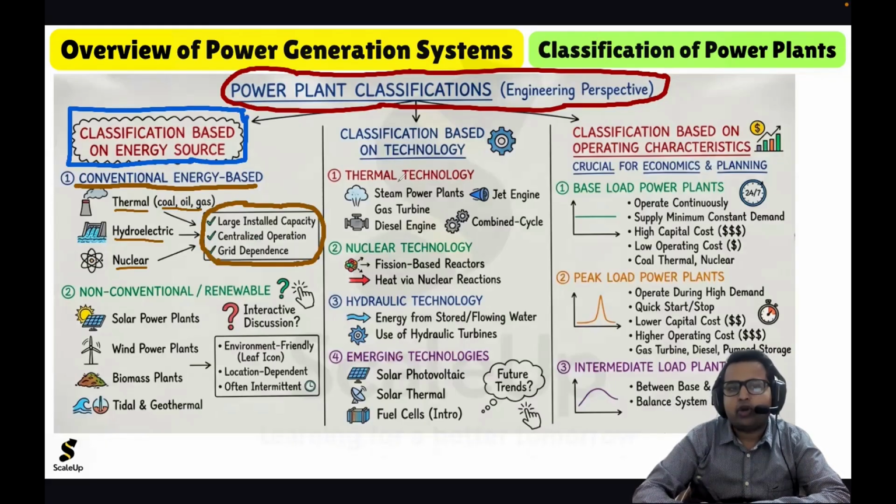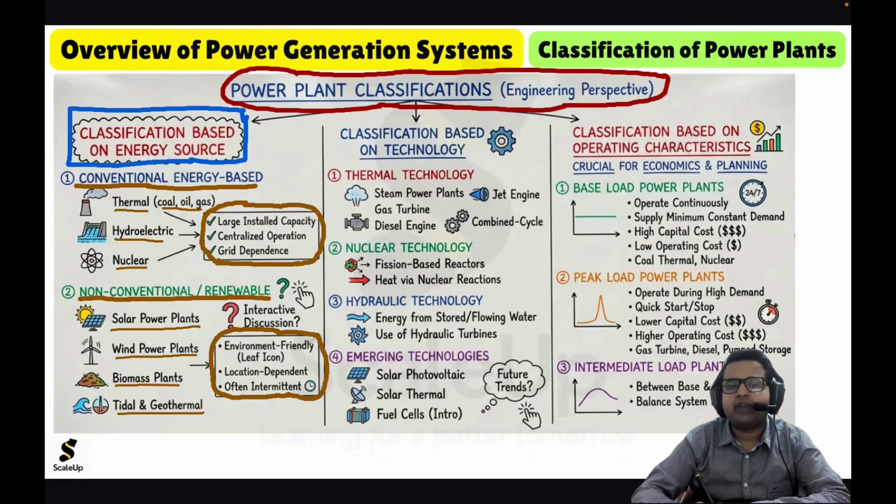On the other hand, if we talk about non-conventional or renewable power plants, here we have solar power plants, where the sun is the primary source of energy to generate electricity. Then we have wind power plants, where wind is the primary source of energy. We have biomass plants, and we have tidal and geothermal power plants. Now, in these renewable or non-conventional power plants, if we look at the features, it is environment friendly.